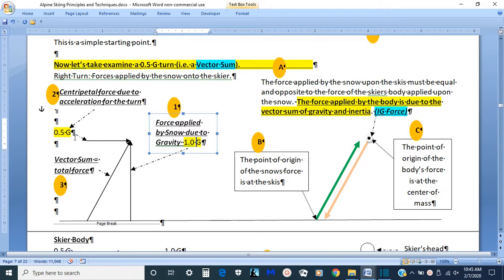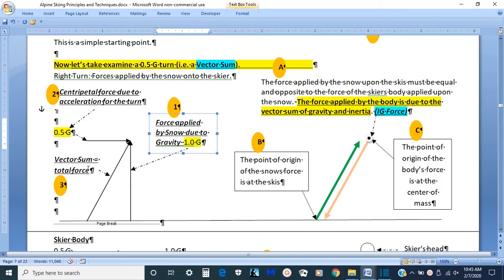Now, if you're in a 0.5 G turn, you have to add another 100 pounds this way. This is the centripetal force due to the acceleration of the turn. You're turning this way, and the snow is applying a force this way to push you that way.